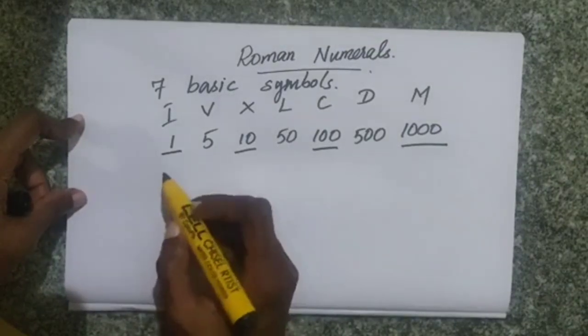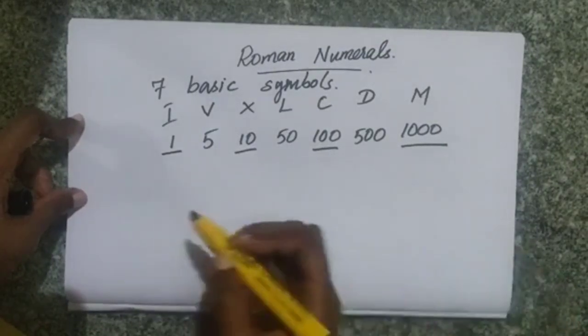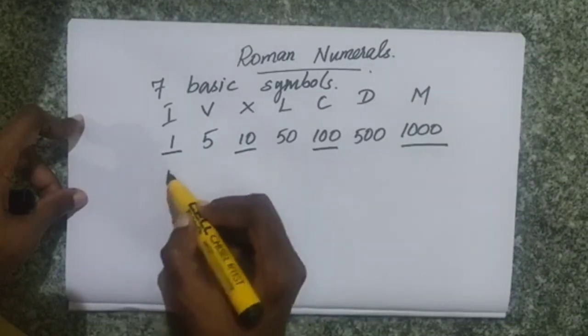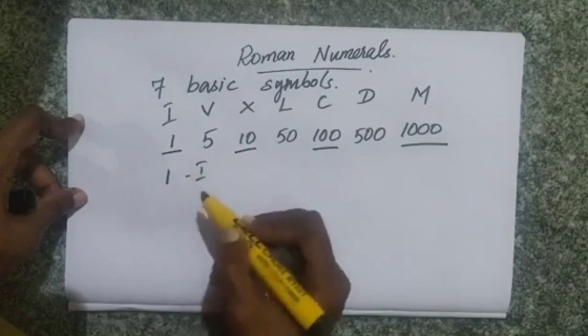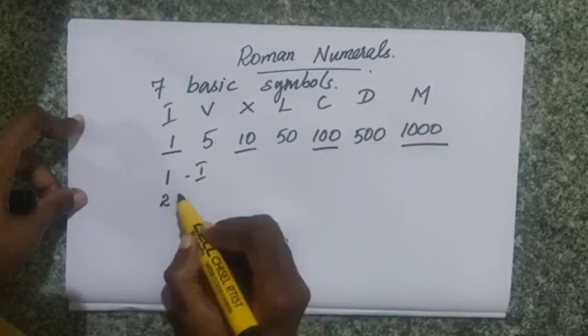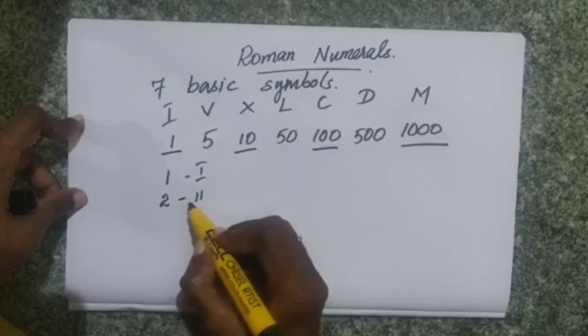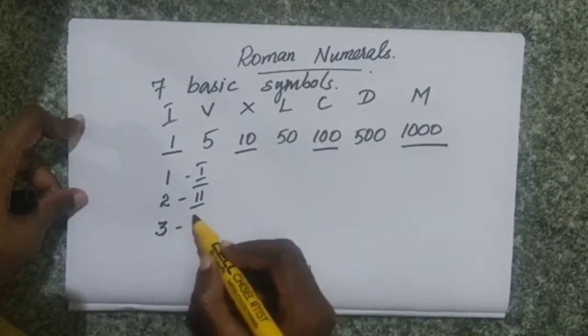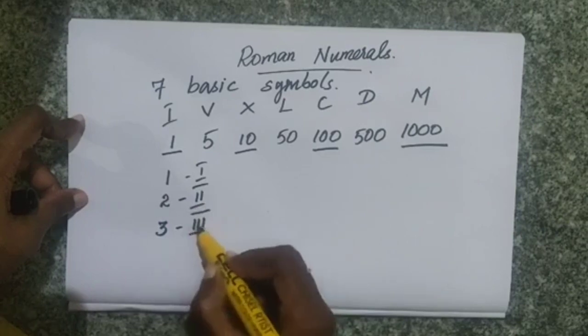So now let me give you from 1 to 10 how to write the Roman numerals. So for 1 already you know I. Again for 2, 1 is repeated 2 times. Again for 3, 1 is repeated 3 times.